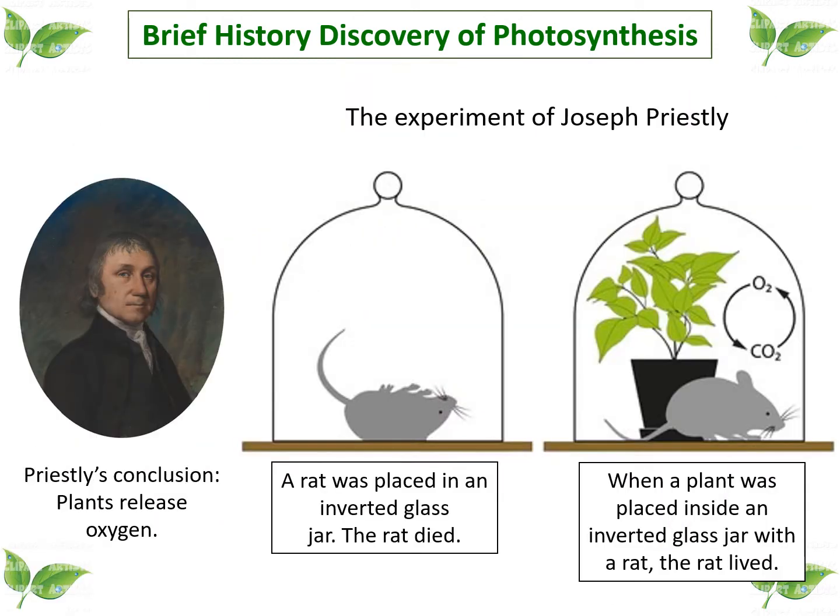Okay, another scientist that played an important role in the discovery of photosynthesis, Joseph Priestley. From this diagram you can see that there are two inverted glass jars. In this one, a rat was placed in an inverted glass jar, and the rat died. But in the second inverted glass jar, there is a plant in here, and the rat lived. So from these experiments, Priestley concluded that plants release oxygen. So this is an example of symbiotic relationship between plant and animals.